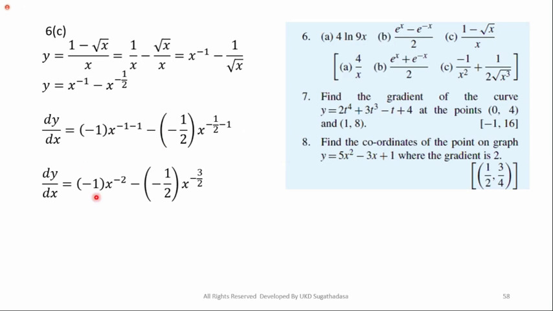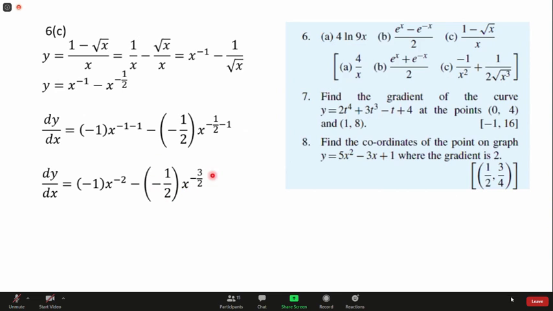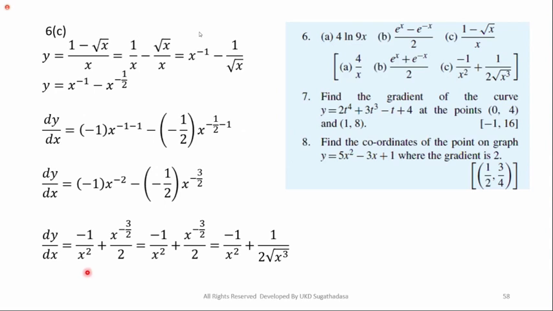Here the minus 1 times x to the power minus 1 minus 1, which is minus 2. Here minus, again minus half, x to the power minus half minus 1 means minus 3 by 2. Then further simplify. This is minus 1 upon x to the power 2. This is plus x to the power minus 3 by 2 divided by 2. Then again we can simplify. This one and this one, no difference, same, right?